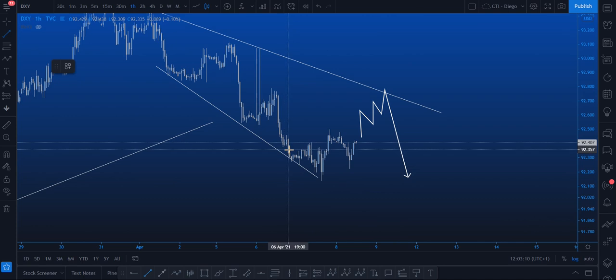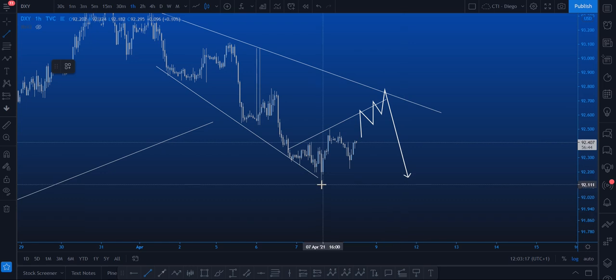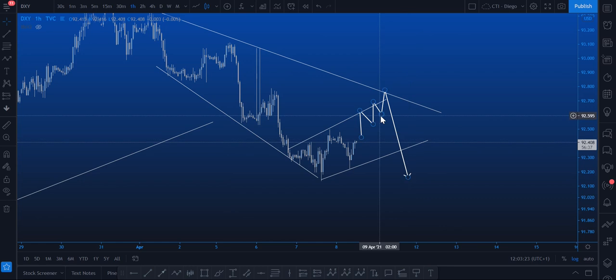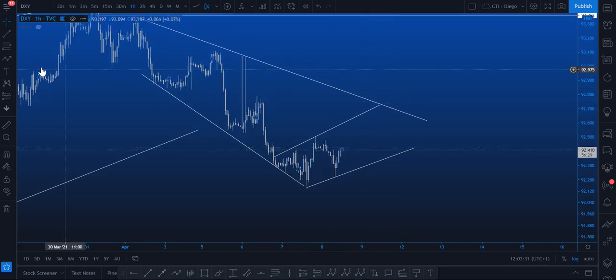So first of all, is there any technical setup currently on the DXY? Maybe, but it still needs some time to form and manifest. So for now, this is a potential scenario. We've got one tap, two tap, and a potential third tap crossover of both trend lines. But for now, there's not much happening on the DXY.